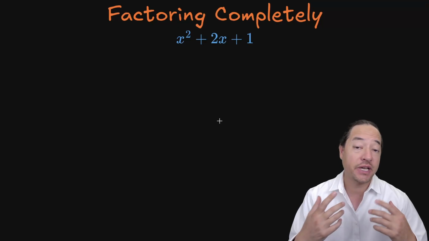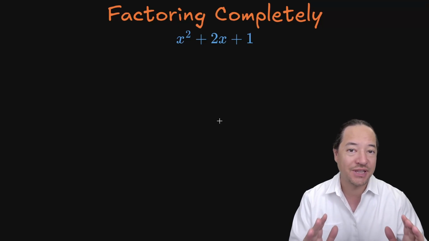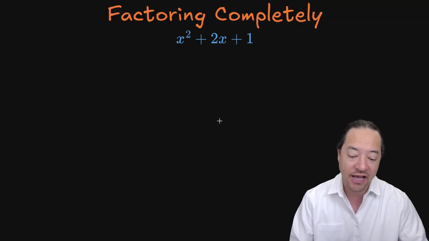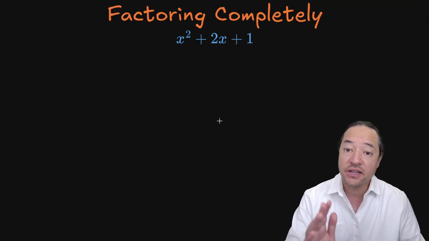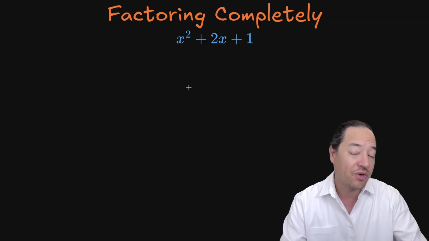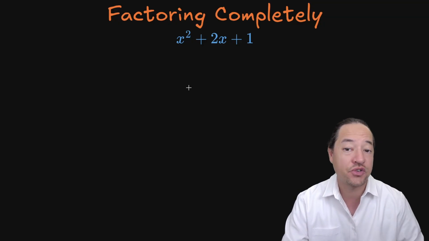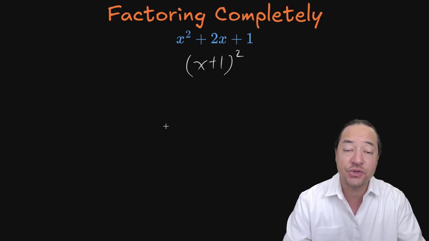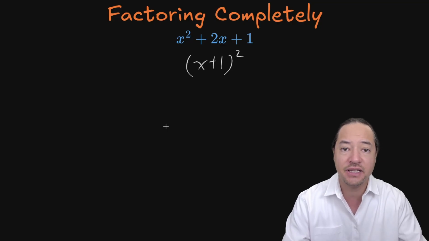Hey there, today we're going to look at how to factor expressions completely. Now, that sounds a little bit strange. Haven't we always been doing this? And in a sense, we have been. So for example, take this quadratic expression here, x squared plus 2x plus 1. Recognize that this is a perfect squared trinomial, and we can factor this as x plus 1 quantity squared, and you're done. That is factored completely.